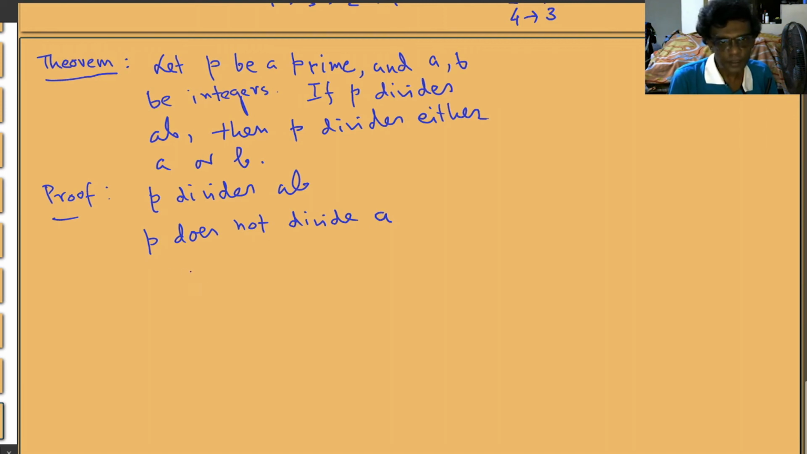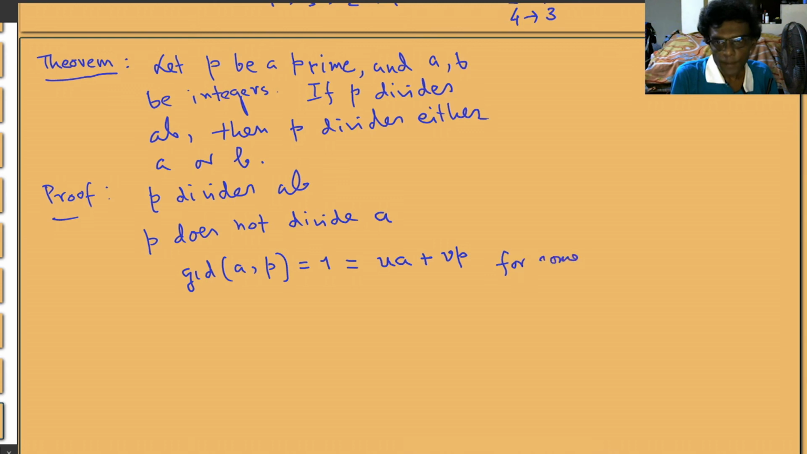Therefore, it follows that the GCD of A and P must be 1. Now I will use a result which I will prove later, when we study invariance. The GCD can always be written as a linear combination of the arguments, UA plus VP, for some U, V not positive integers. One of them is usually positive, the other one is usually negative. Otherwise, you cannot have it equal to 1 like this. So for some U, V signed integers.